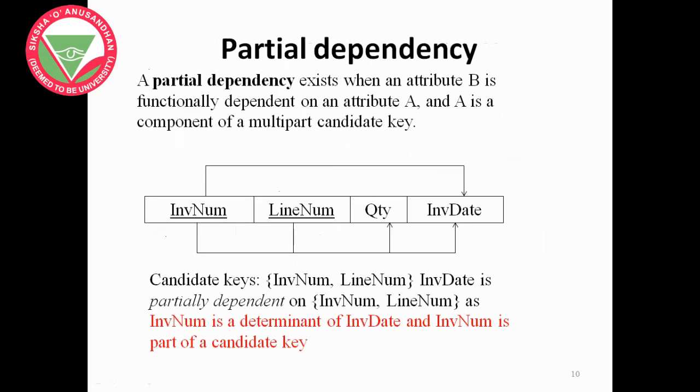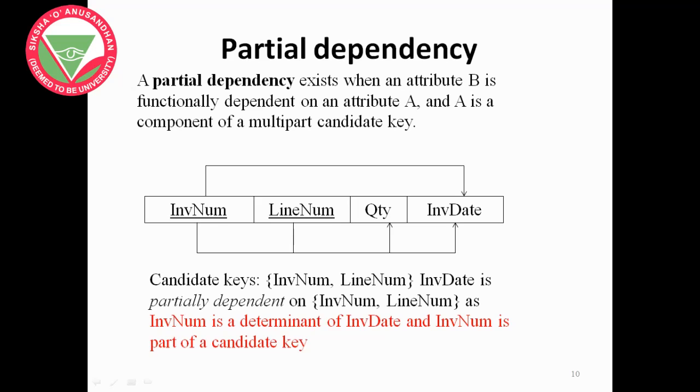The next concept is partial dependency. A partial dependency exists when an attribute B is functionally dependent on attribute A, and A is a component of a multi-candidate key. That means A is a part of a composite primary key. In this example, we can see that invoice number and line number in combination becomes the primary key.